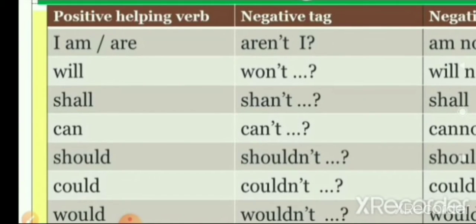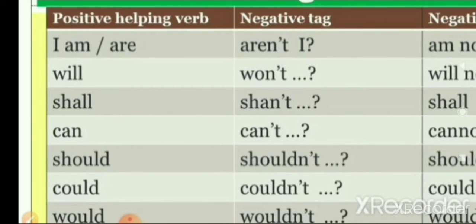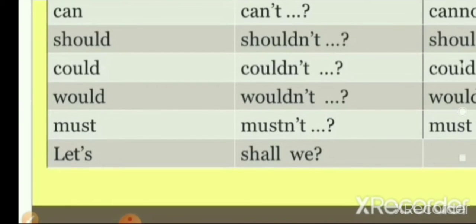So as I told you, the tag is formed with the auxiliary verb in the statement and the subject. A positive statement takes a negative tag, while a negative statement takes a positive tag. Here, in the first column, we could see positive helping verbs. Am or are, will, shall, can, should, could, would, must.